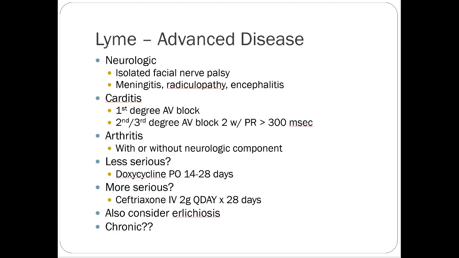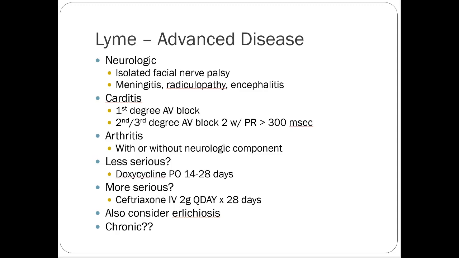All right, so advanced disease of Lyme, it's kind of like syphilis, like I said. So you have neurologic and cardiac related complications. Neurologic, you can have isolated facial paralysis, meningitis, radiculopathy, encephalitis. Cardiovascular, looking at arrhythmia even from damage to the heart tissue. AV block, different types of EKG abnormalities.